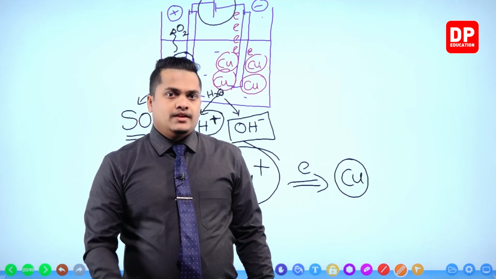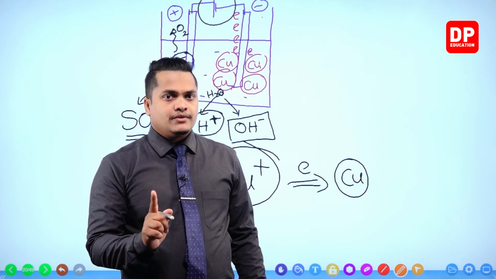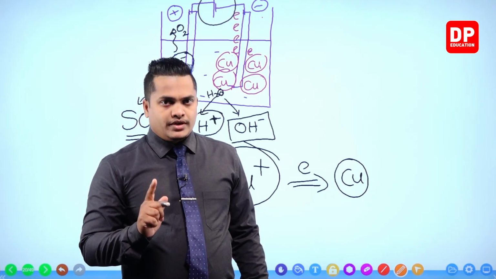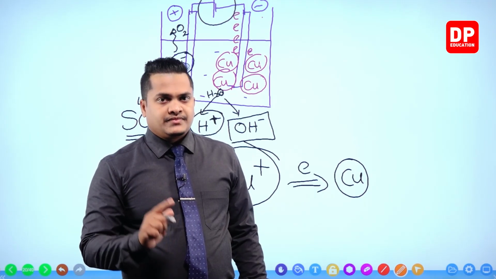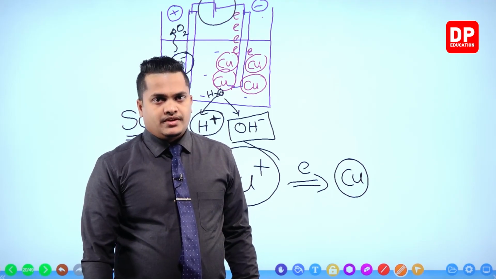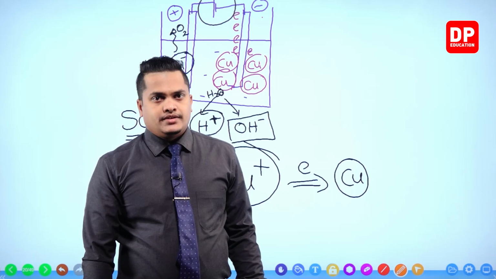So once again, there are three observations. Copper is deposited on the negative terminal. The blue color of the solution is going to gradually reduce. Oxygen is going to evolve from the positive terminal. All because of providing electricity to the electrolyte.